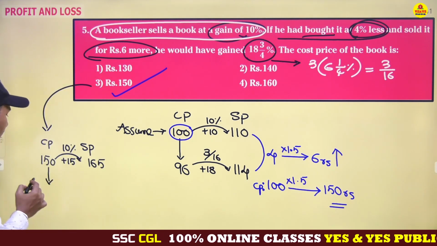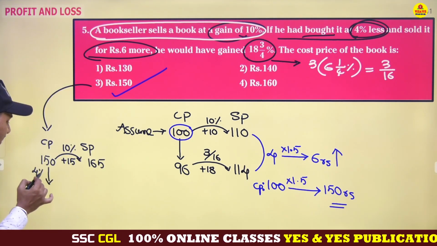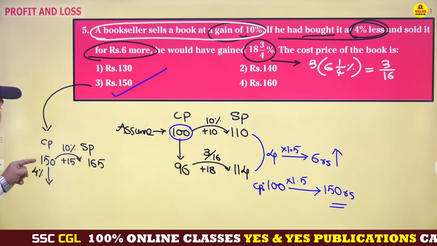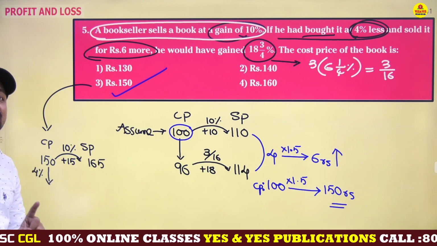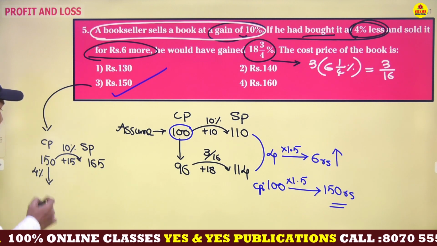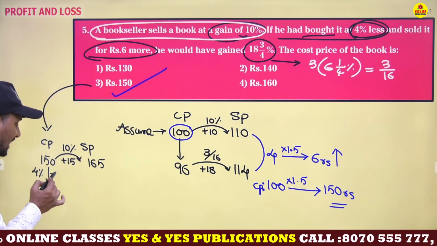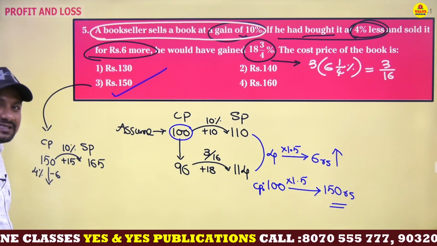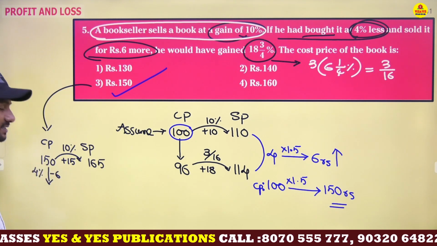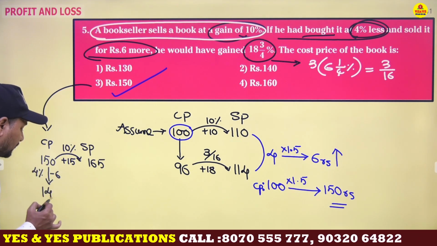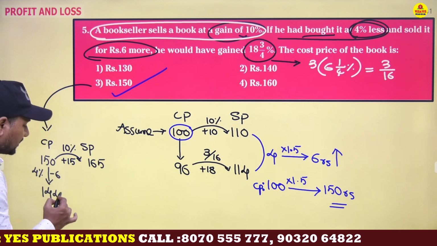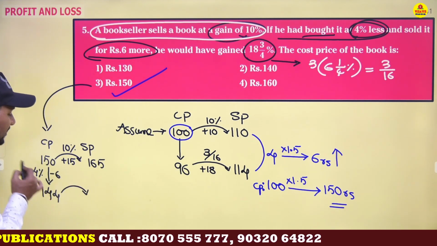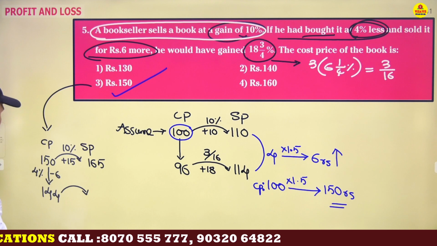In this 150, how many rupees is 4%? 4% means 150 times 4 is equal to 600. 600 less means you can make it 6 rupees less, and 150 minus 6 rupees becomes 144. So now your cost price becomes 144 rupees only.